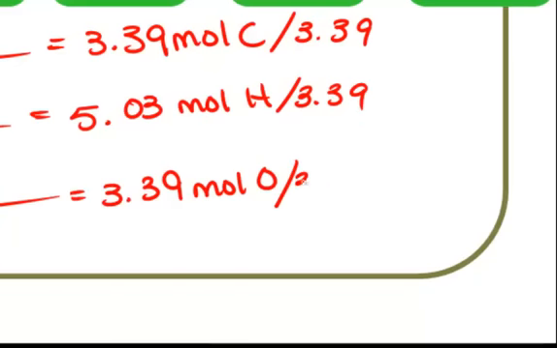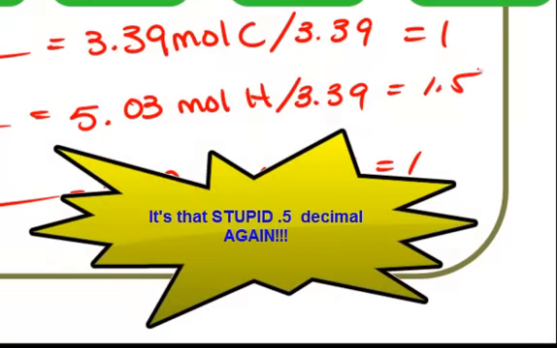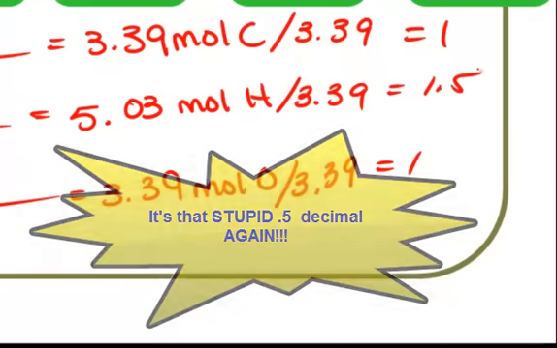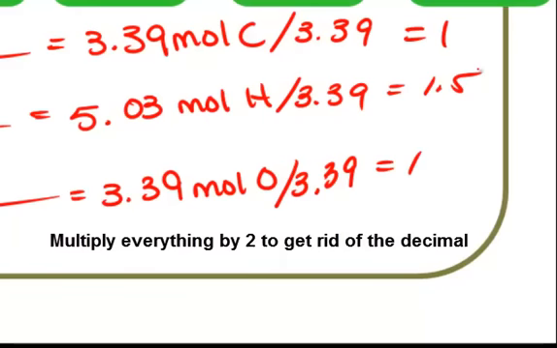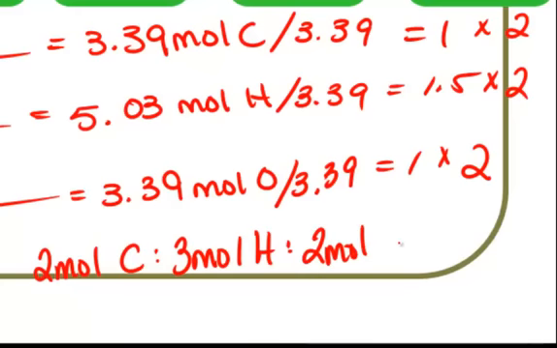It's the smallest number of moles. And we get 1, but here we get 1.5. We've got that pesky decimal again. So to take care of that, we're going to multiply all of our numbers by 2. To do that, we get a ratio of 2 moles of carbon to 3 moles of hydrogen to 2 moles of oxygen. So our empirical formula is C2H3O2.